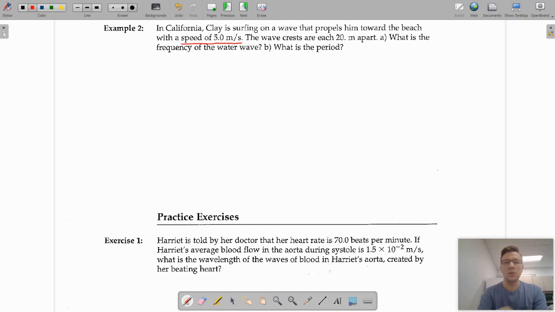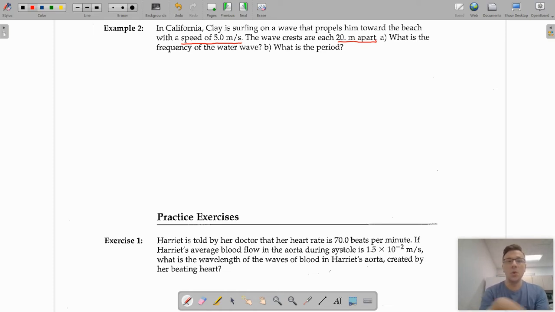We'll go ahead and underline that. Wave crests are 20 meters apart. What that's telling us is the wavelength, because it's telling us that the crests are 20 meters apart. Remember, wavelength is the distance between two identical parts on a wave, so crest to crest would be one wavelength.